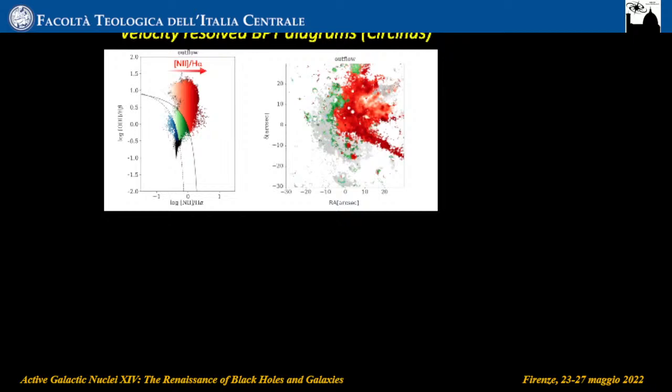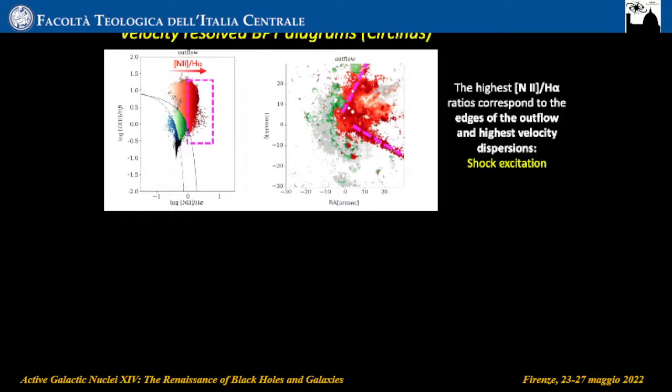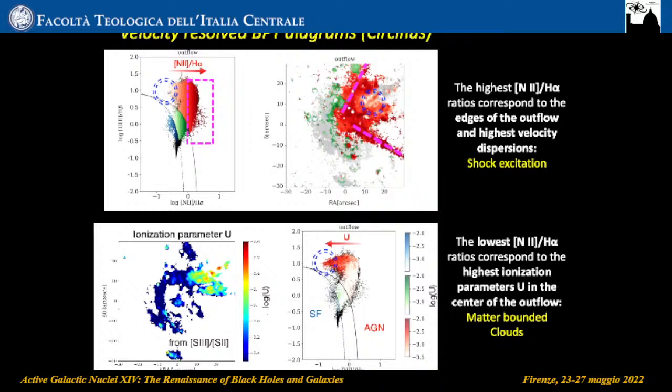Then you can plot the BPT diagrams for the outflow-only spaxels. This is an example from the Circinus galaxy. And what you get is that the external parts of the ionization cone are the ones where the [N II]/H-alpha line ratio is higher. So this is an indication that shock excitation is dominating in the external part of the outflow. Instead, the central part of the outflow has a much lower [N II]/H-alpha line ratio and a much higher ionization parameter as derived from the [S III]/[S II] line ratio. And this is an indication that probably at the center of the outflow, the clouds are matter bounded, and this explains the deficiency in the lower ionization lines.